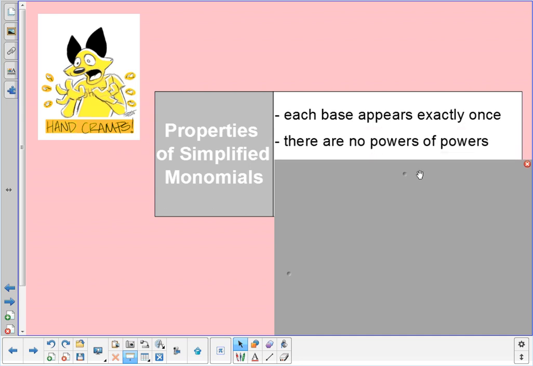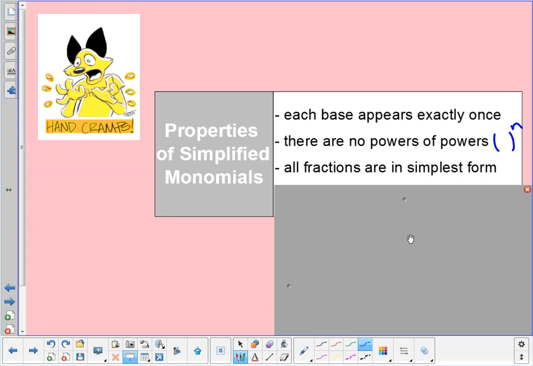We also need to not have any power of powers, meaning we need to get rid of all parentheses. Anytime you see a set of parentheses, that means there's something we've got to do to fix it. Whether it's distributing a power on the outside or putting like terms together, we have to fix it, okay? So no power of powers where you have some number out here.